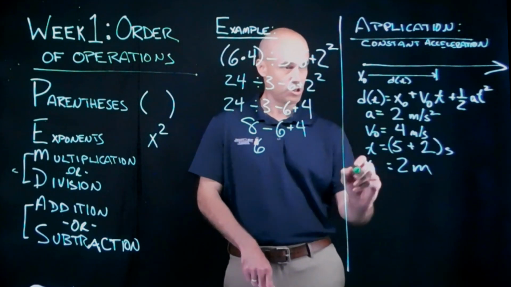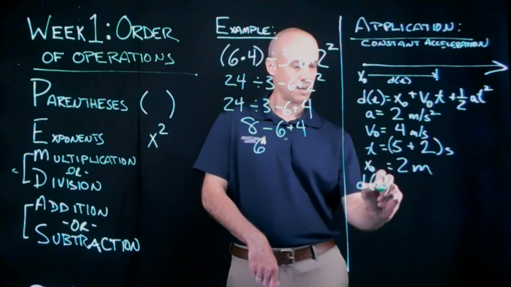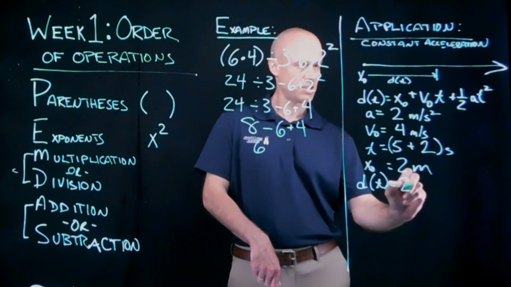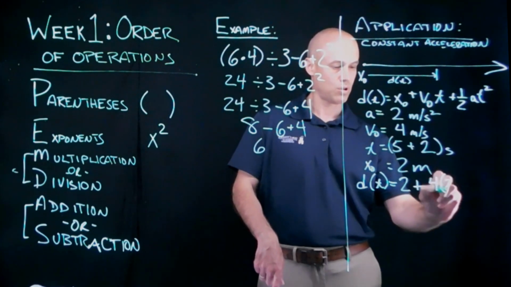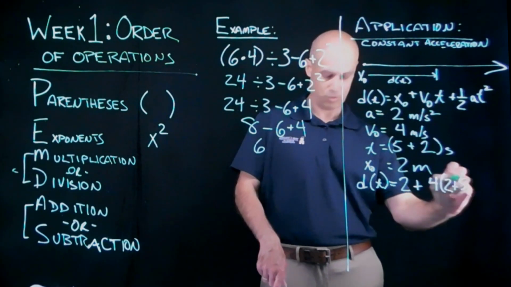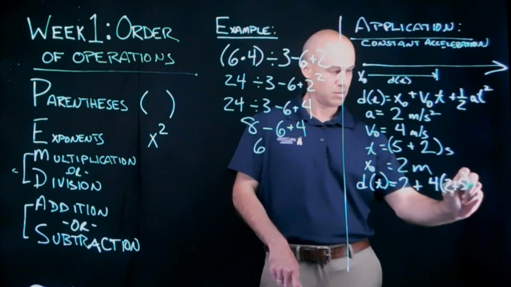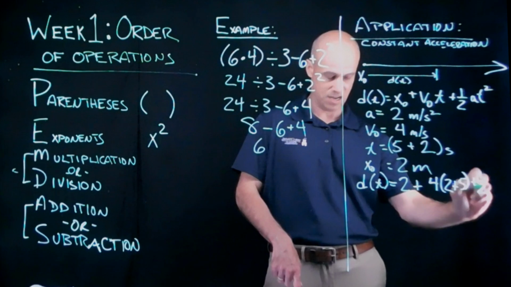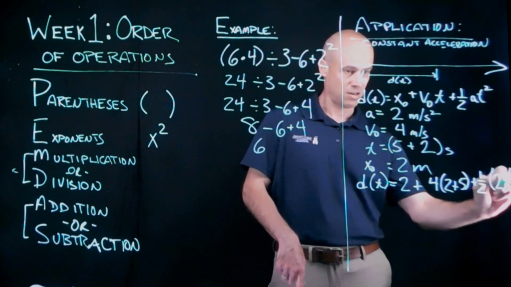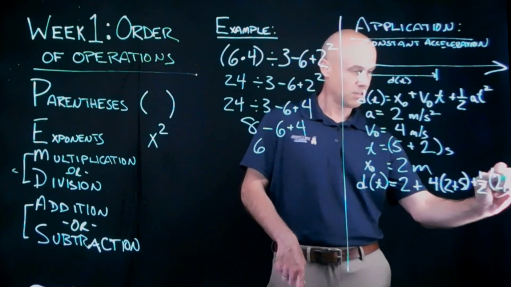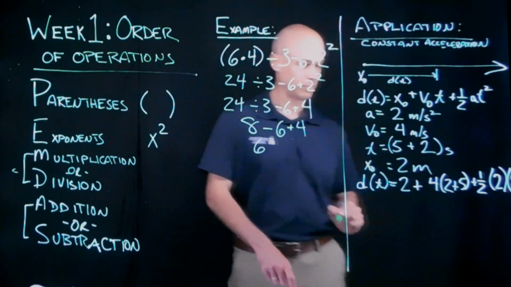Okay, so now we're just going to plug those into our equation. And this is going to give us 2 plus 4 times 2 plus 5 plus 1/2 times 2, and our time here of 5 plus 2 squared.